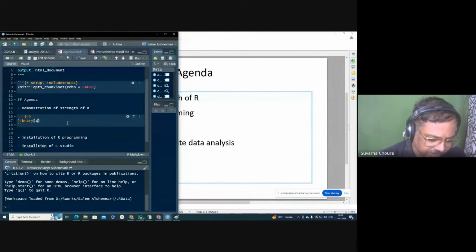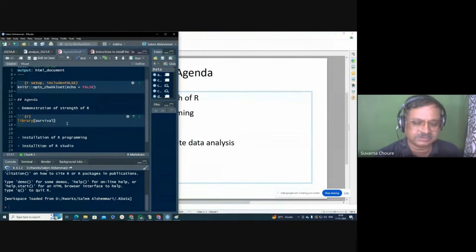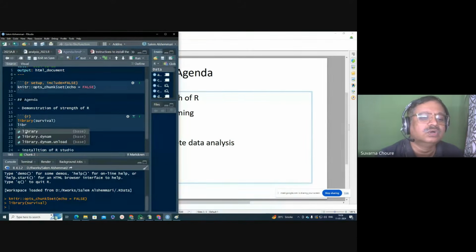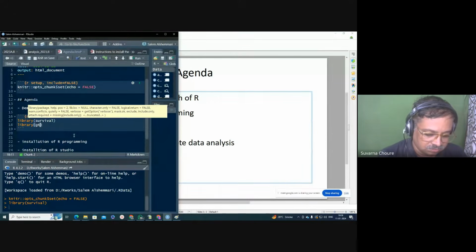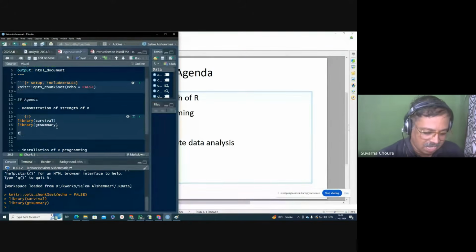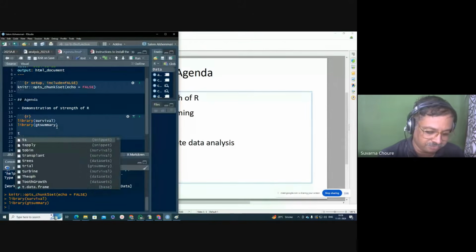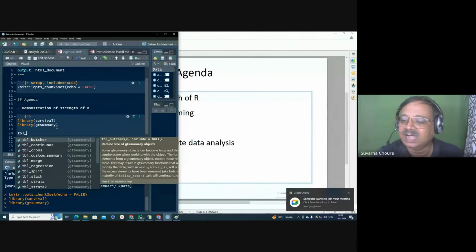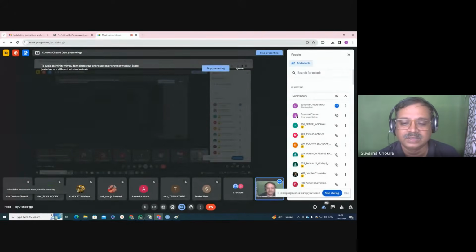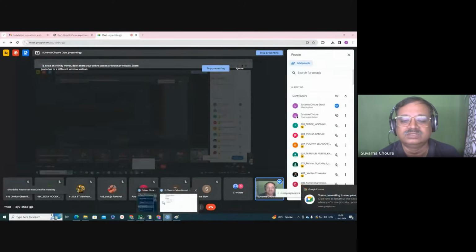Library survival I will use. Another one is also this I will use. I want a summary of the data which I am going to use. I want to see that summary.